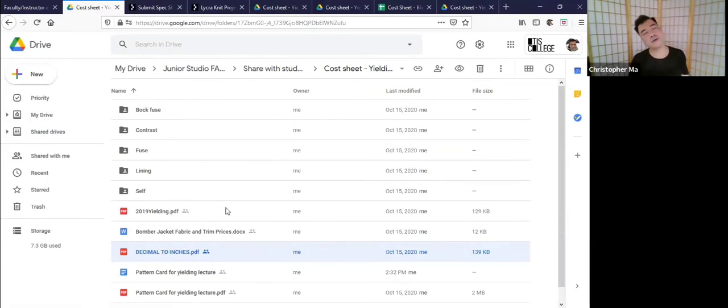All right. So now, after you divide all your patterns, you are going to see how much fabric you need for your self fabric. So most of you is Ponte, right? Either you got it from school or you went and bought it yourself from the store.